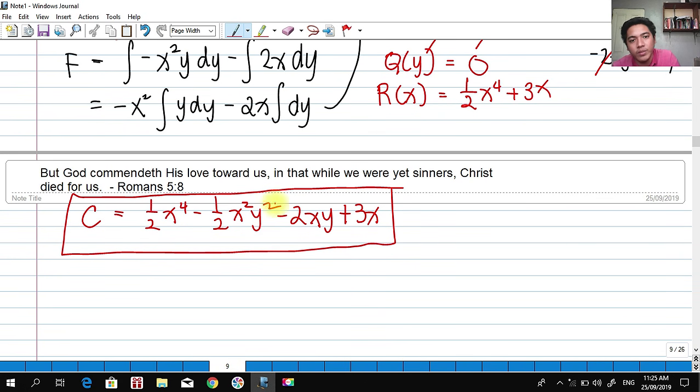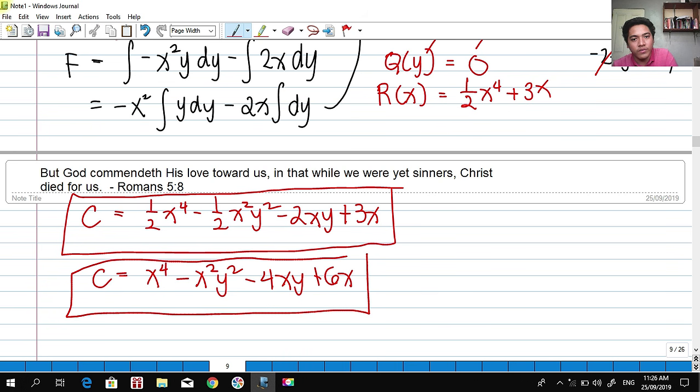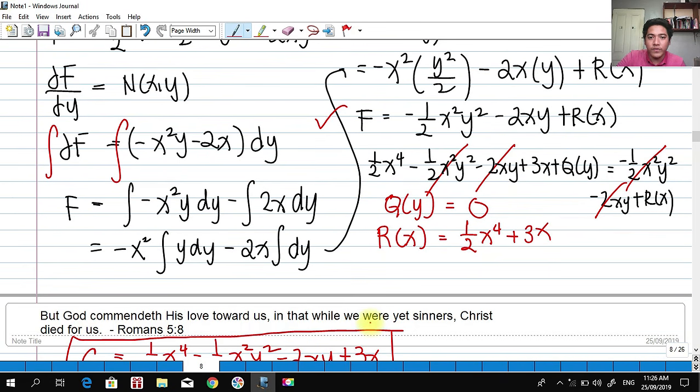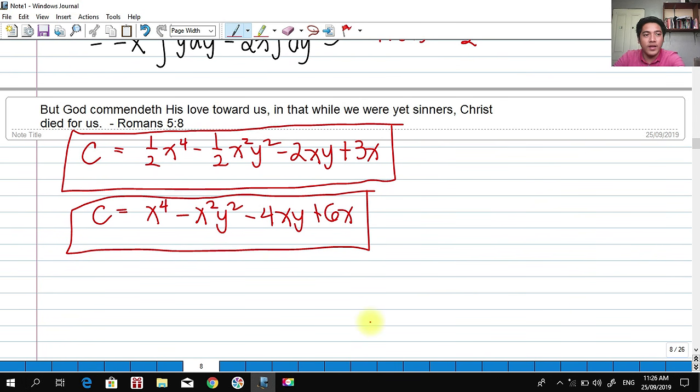Or you can simply multiply this by 2 and get the answer if you want to eliminate the denominator. But for me, it's okay. It depends on the multiple choice, or the choices maybe. But this is still acceptable, or we can also multiply this by 2: x raised to 4 minus x squared y squared minus 4xy, okay, plus 6x. Okay. That is still the same. That is a general solution for our second example of an exact differential equation.